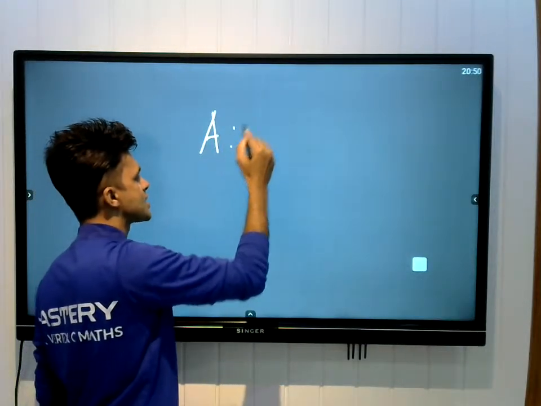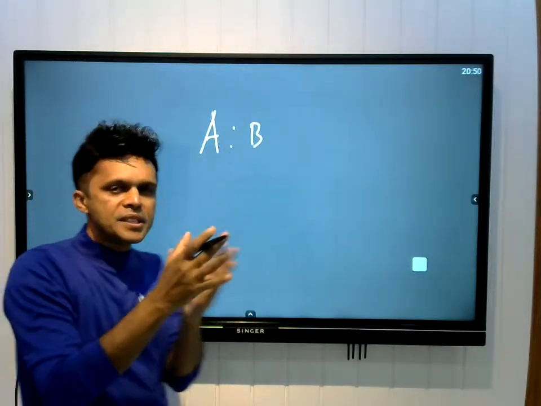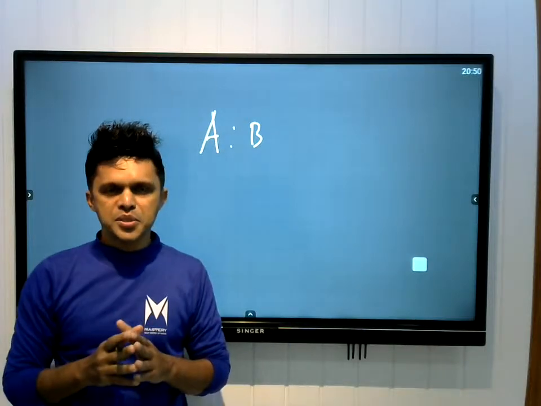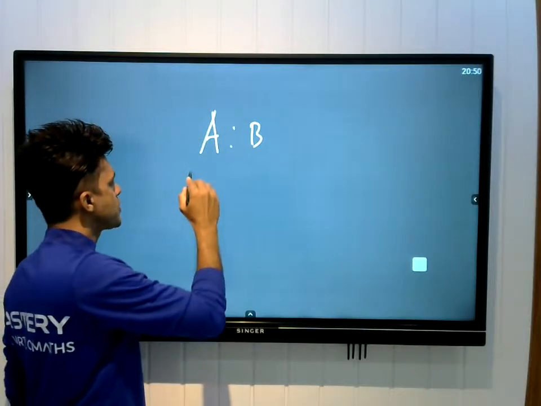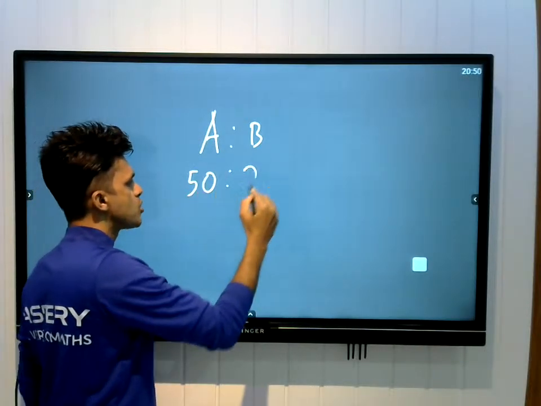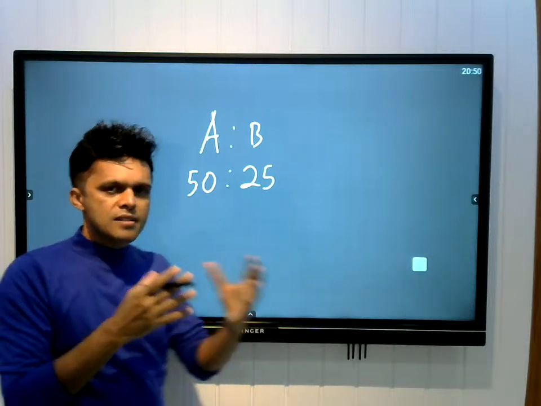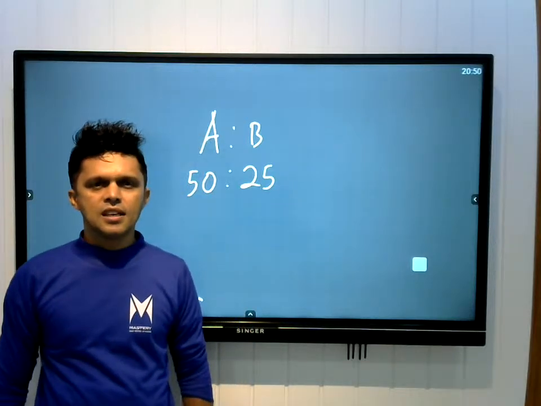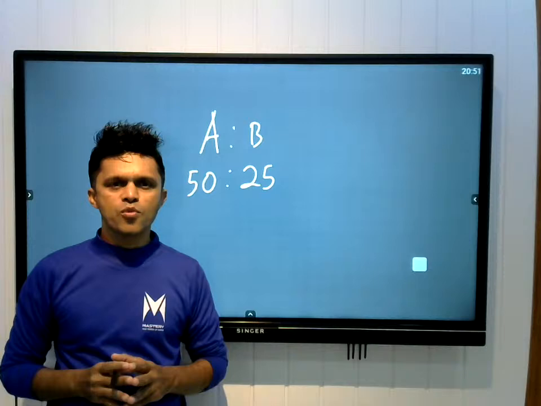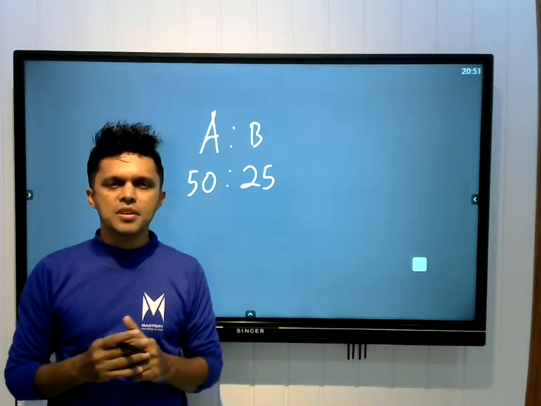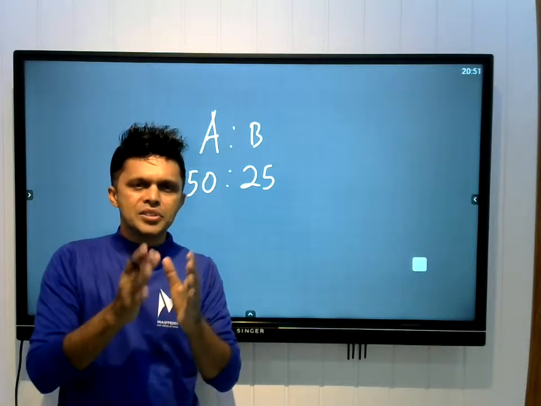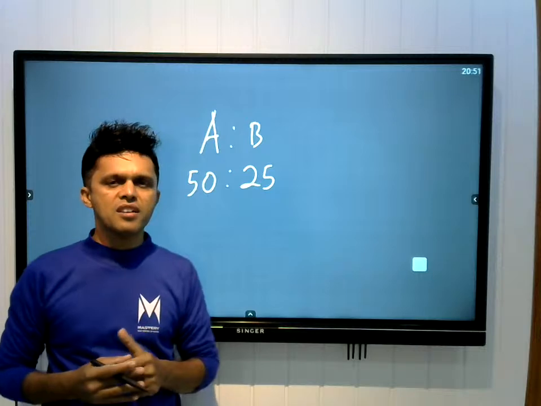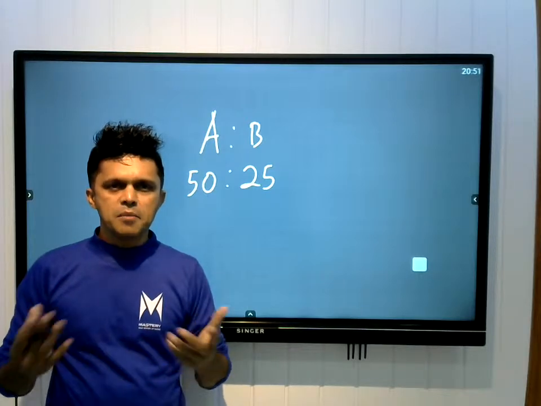I will take these two persons, instead of writing the names. A is given 50 rupees, B is given 25 rupees. How can you write these values in the simplest form? Think of this. You need to select a certain number which is divisible by 50 and 25. What is that number?